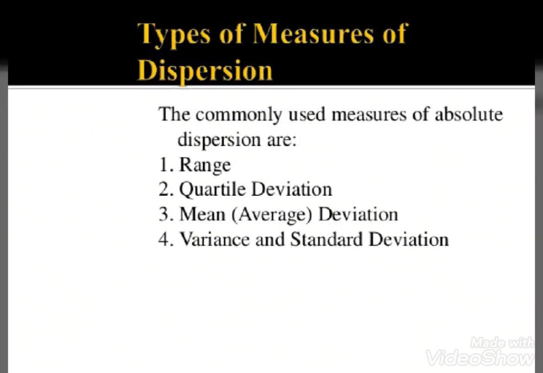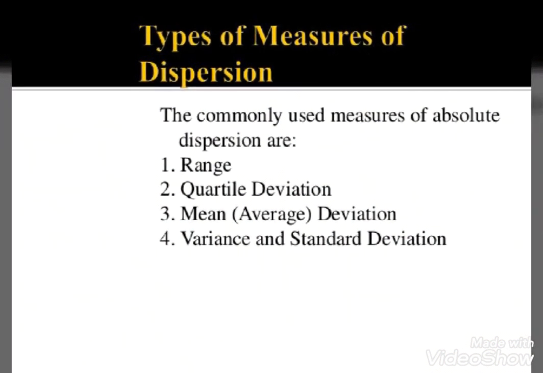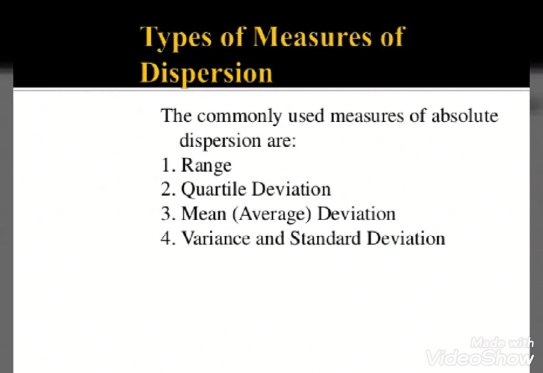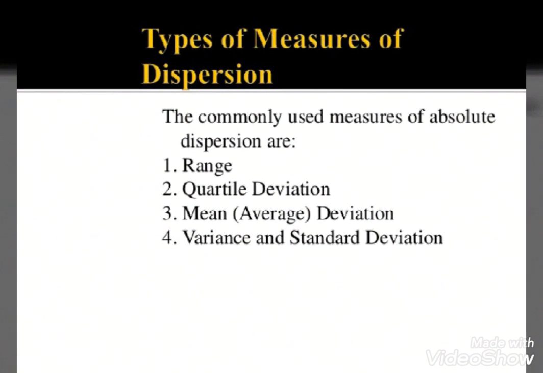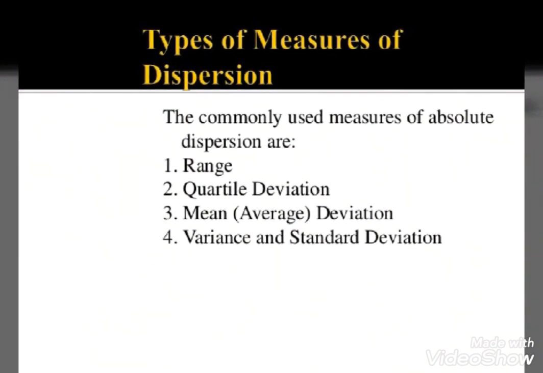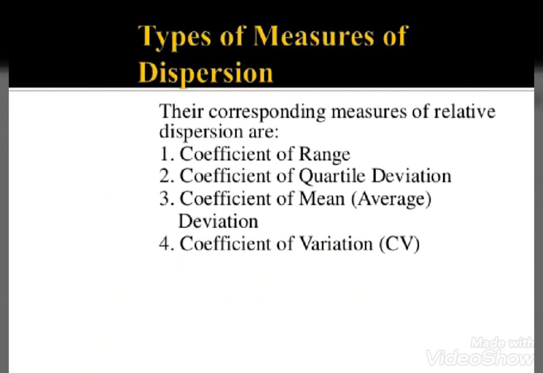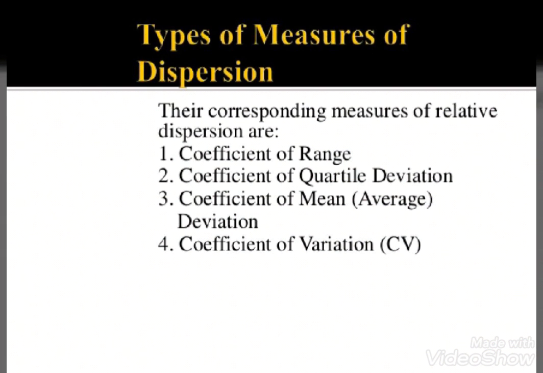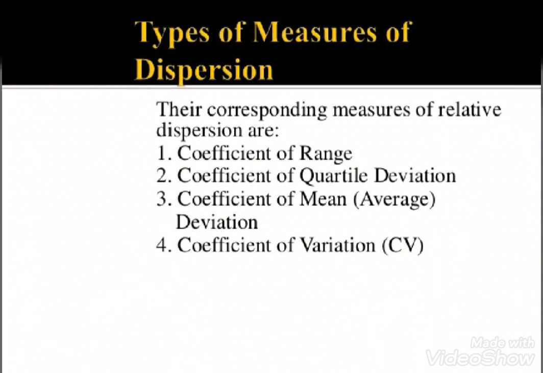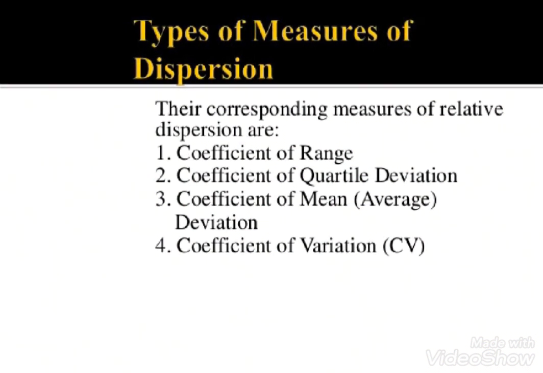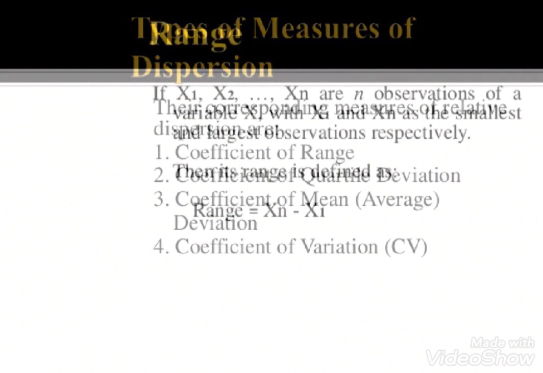Then these types of measures of dispersion are divided further. You have seen there are 2, absolute and relative. Absolute has 4 types: range, quartile deviation, mean average deviation, variance and standard deviation. Then relative dispersion is divided into 4: coefficient of range, coefficient of quartile deviation, third is coefficient of mean deviation, fourth is coefficient of variation. You have seen all these terms are almost the same. So we'll be seeing the range.